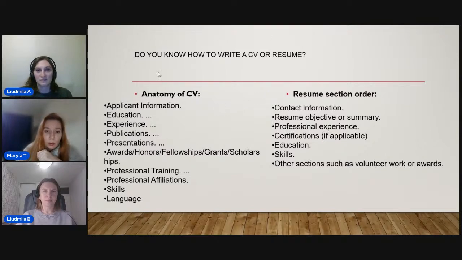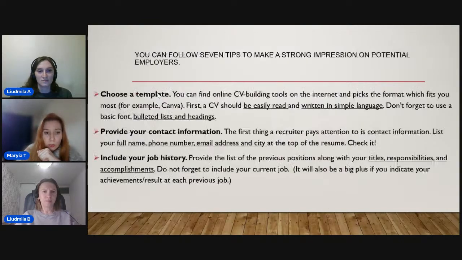Okay. In one moment, you understand that you need to create such a document, CV or resume, so let's try to clarify what we need to do. Don't be afraid that there are a lot of words in my slides. The idea is very short. So first of all, you need to choose a template. There are a lot of different templates on the internet. Also, there are lots of CV building tools. For example, Canva. I think it's very popular when you want to create a CV.